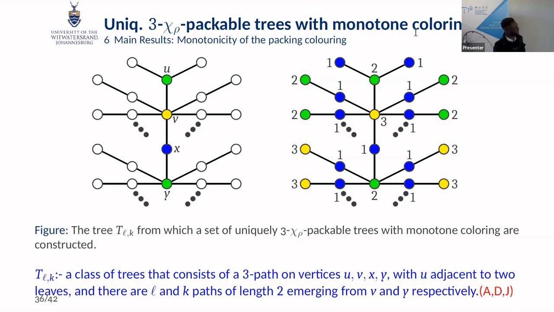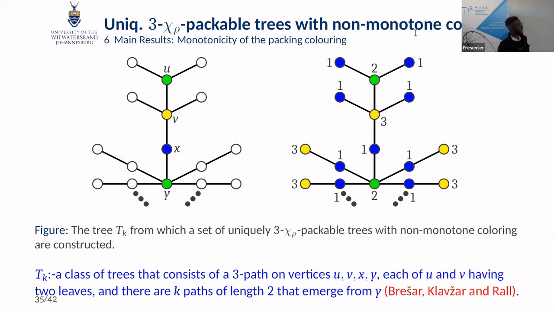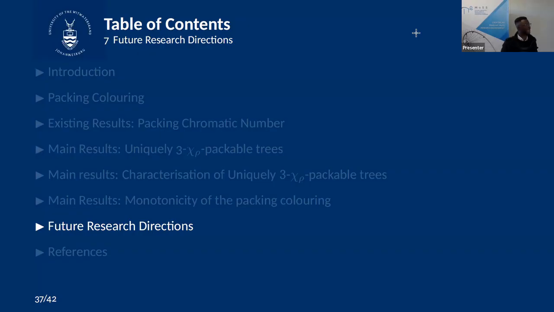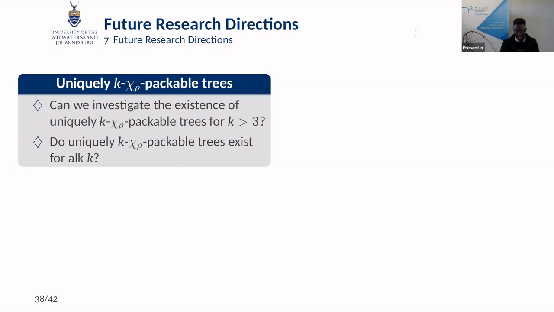But if you check this one, the number of ones will be bigger than the number of twos, and they will be bigger than the number of threes. And this is now a uniquely three-tidal packable tree that has a monotone coloring. So from this, you can build as many classes of trees as you can think of. Whereas the previous one is uniquely packable, but it is not what? Monotone.